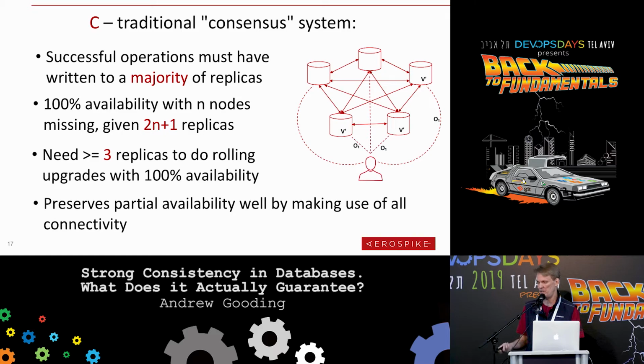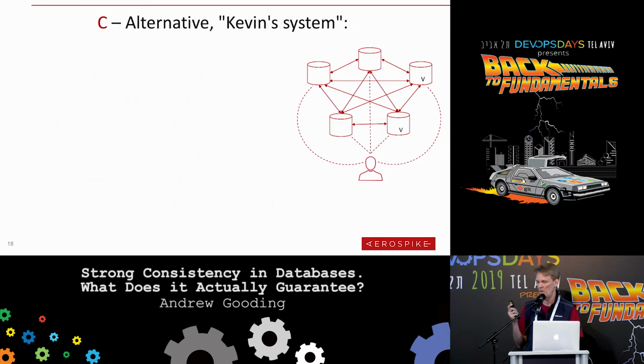One thing about these systems, they typically do preserve partial availability well by making use of all the connectivity. Any path you can take to write to the place you intend to write is taken, and they're actually pretty resilient to some pretty heavy P. But there are alternatives, and I said I wasn't going to talk about Aerospike strong consistency, so for the next slide or two, we'll call it Kevin's system.